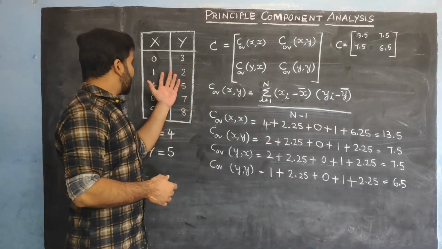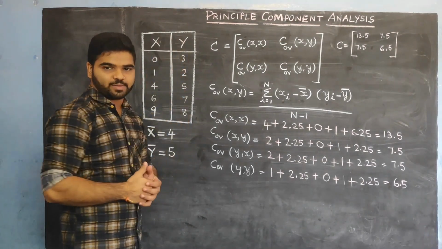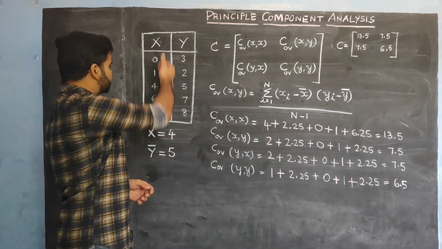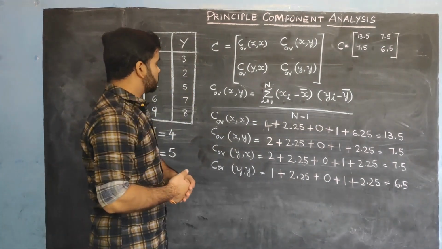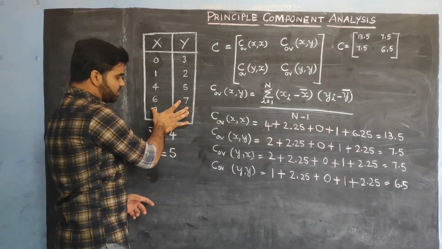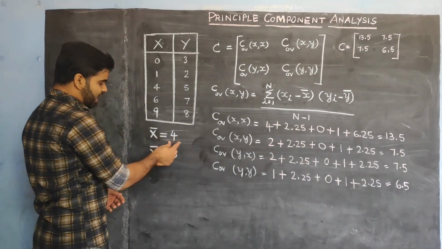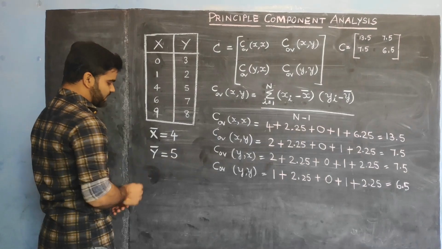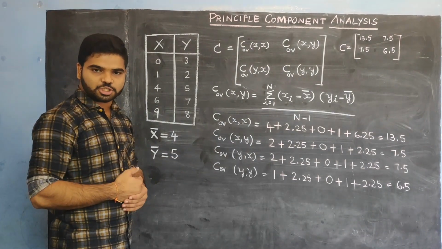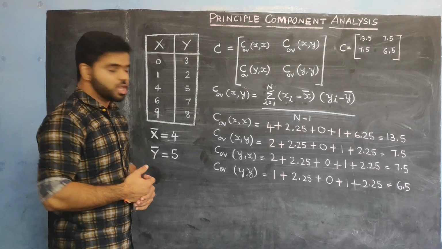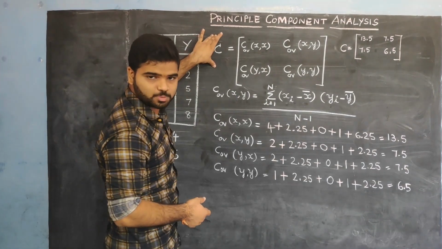So I have taken a data set consisting of two attributes x and y, a random data set consisting of values 0, 1, 4, and so on. With this data set, first of all you are going to calculate the mean: X bar as 4 and y bar as 5. I think everyone is aware of the mean formula: sum of observations by number of observations. With the help of this mean, we are going to calculate the covariance matrix.